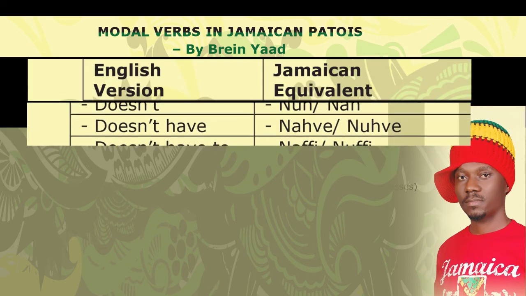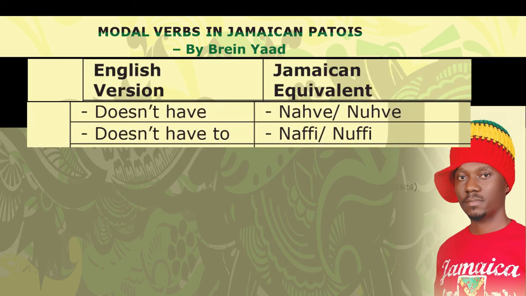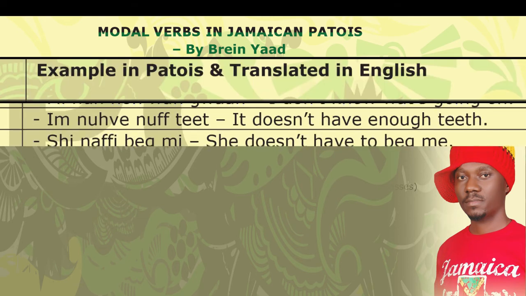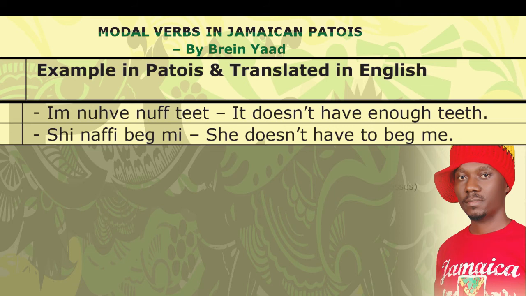Okay. And how do you say does not have to? Nafi. Again, nafi comes back into play. So you say something like, she nafi beg me. She does not have to beg me. I'm her husband. So why does she have to beg me?